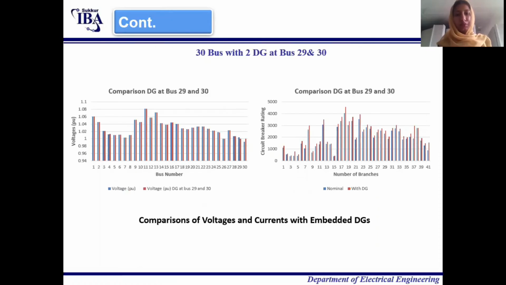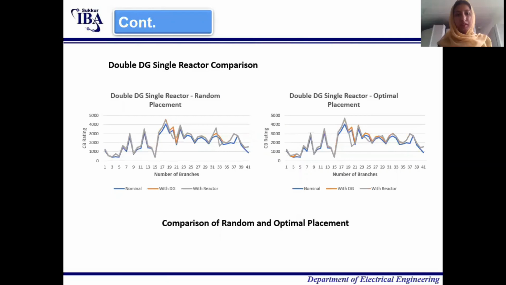Then we have added two DGs into the system, a DG at bus 29 and the second DG on bus 30. Again, by adding two DGs, the current and the voltages have been increased, violating the current rating of circuit breakers. Now we have added a single reactor when we have added two DGs into the system. This is the comparison of random and optimal placements of the reactor.